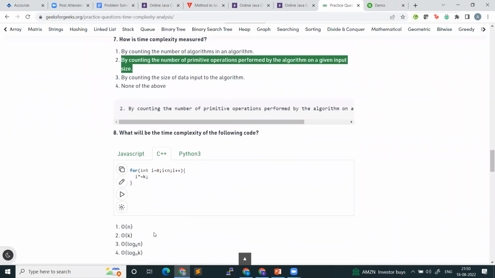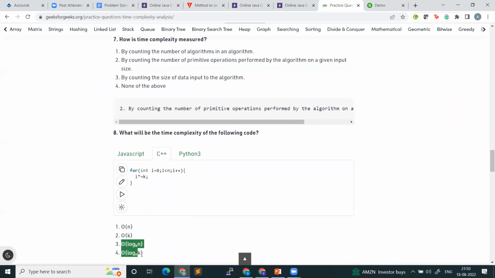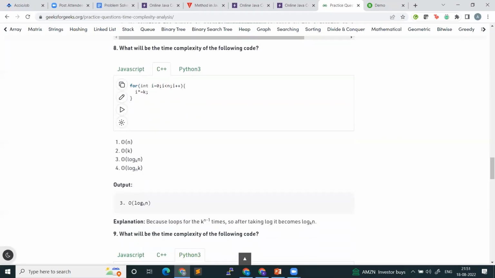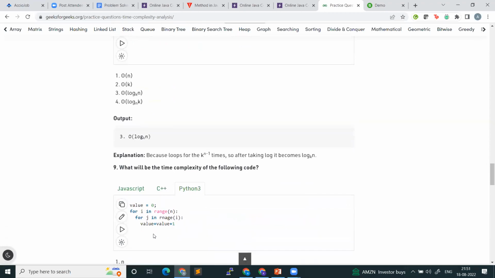देख लेते options. See, this time to confuse you, you have 2 options: log n to the base k, log k to the base n. So the answer will be log n to the base k. Option number 3. Let us see. Answer is option number 3. Again, I have already explained this thing. Okay. Let's come to question number 9.